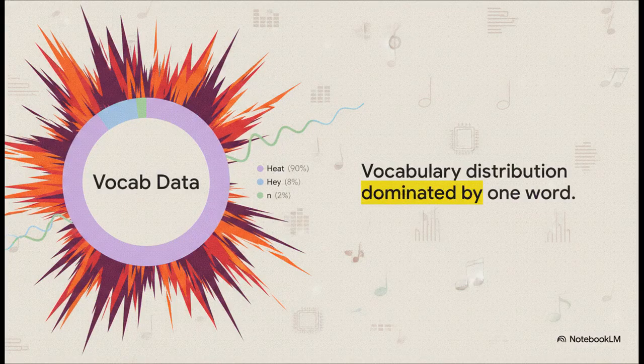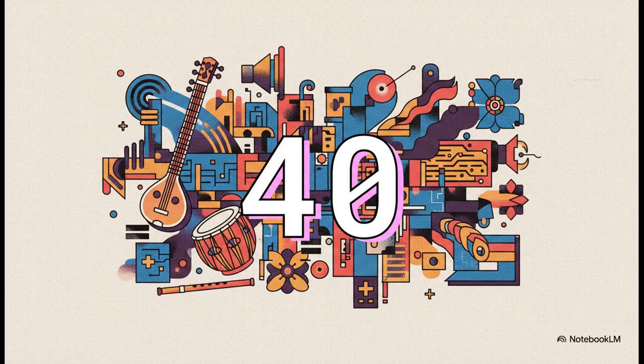When we map out that vocabulary distribution, it's super clear. The word heat dominates almost the entire sonic real estate. The hey and that one lone n barely even register as blips on the radar. Exactly 40 individual textual beats make up the entire digital footprint of this transcript. Just 40 machine-generated syllables to somehow capture the magic of 1970s Bollywood.